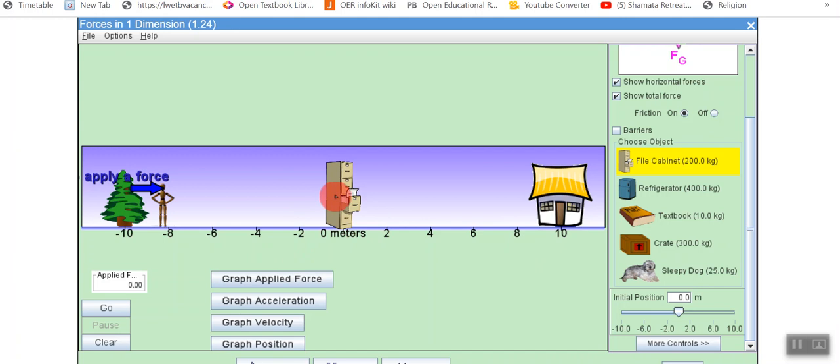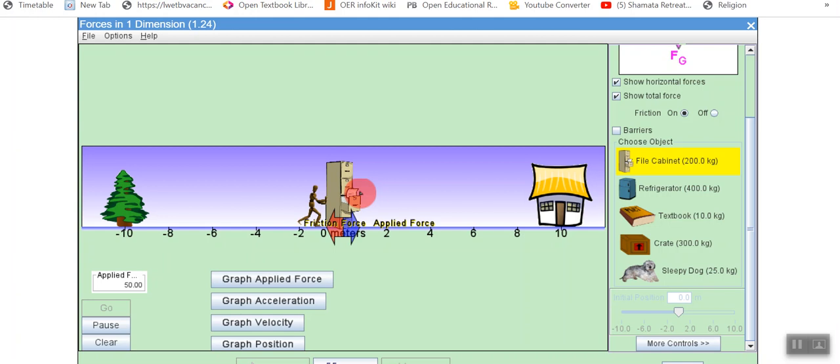In order to get this filing cabinet to move, a force has to be applied, and enough force has to be applied to make it work. Looking down on the left hand side, there's a force being applied, but the object isn't moving at all. So there's no work being done. In order for work to be done, the object has to move a distance. So we have to apply more force until the object starts to move.